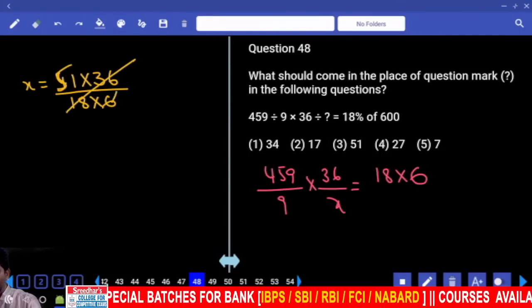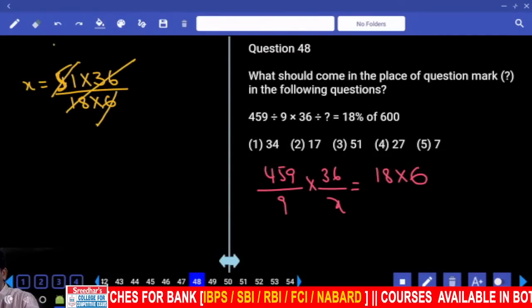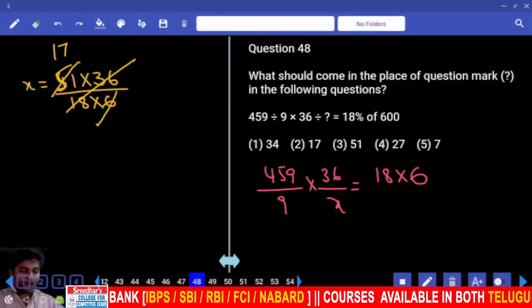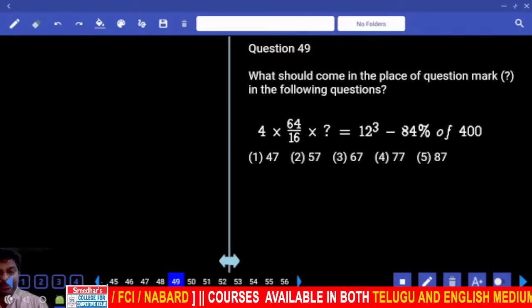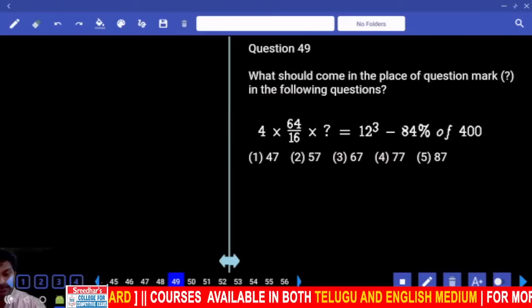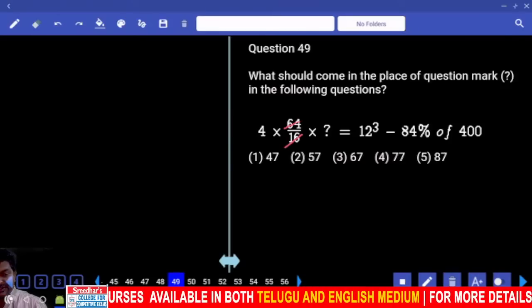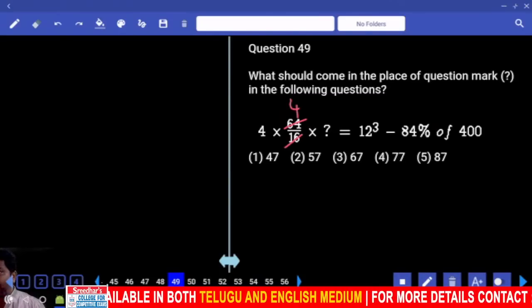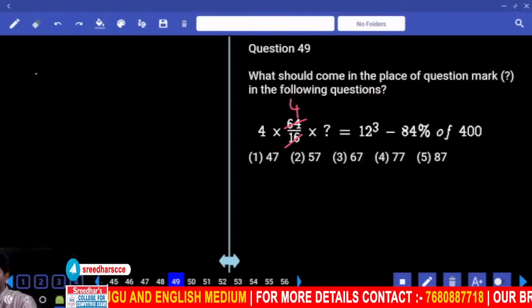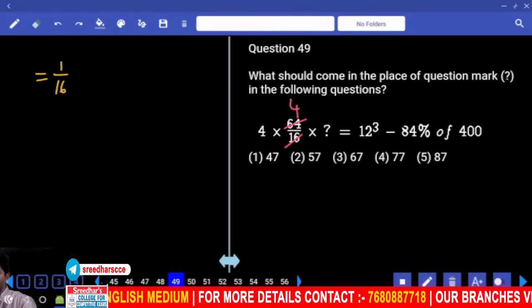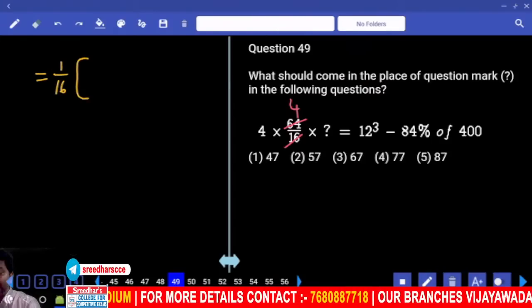18, 2, 3. x is on the left hand side. 16 how many times? So the left hand side extra number is 16. Take that to the right hand side. 1 by 16. 12 cube.